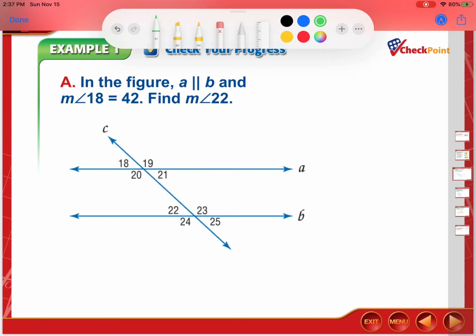So going into our actual application problems. In this example, they say in the figure A is parallel to B, and the measure of angle 18 is 42. So I'm going to label this as 42 degrees. They want us to find the measure of angle 22. What I want to do is find the measure of all the angles. In the lesson, the way it's drawn up is we go through like 15 example problems, finding all these different angles using like 3 different pictures. So I just want to use those 3 pictures. Let's find all the angles and let's keep it moving.